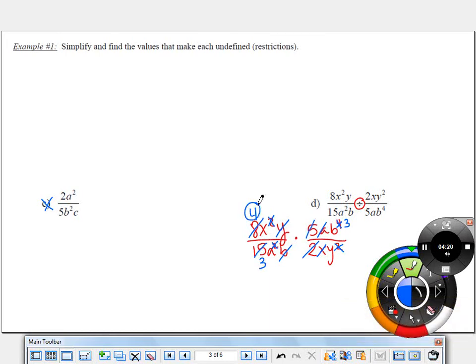So in the numerator, let's see, I'm having a hard time keeping track, so I'm just going to circle them. I have 4xb cubed, and in the denominator, I have 3ay. So I'm able to simplify. Now remember, I was able to cancel all of those because they're factors. They were all multiplying each other. I have to be a lot more cautious when addition and subtraction are involved.